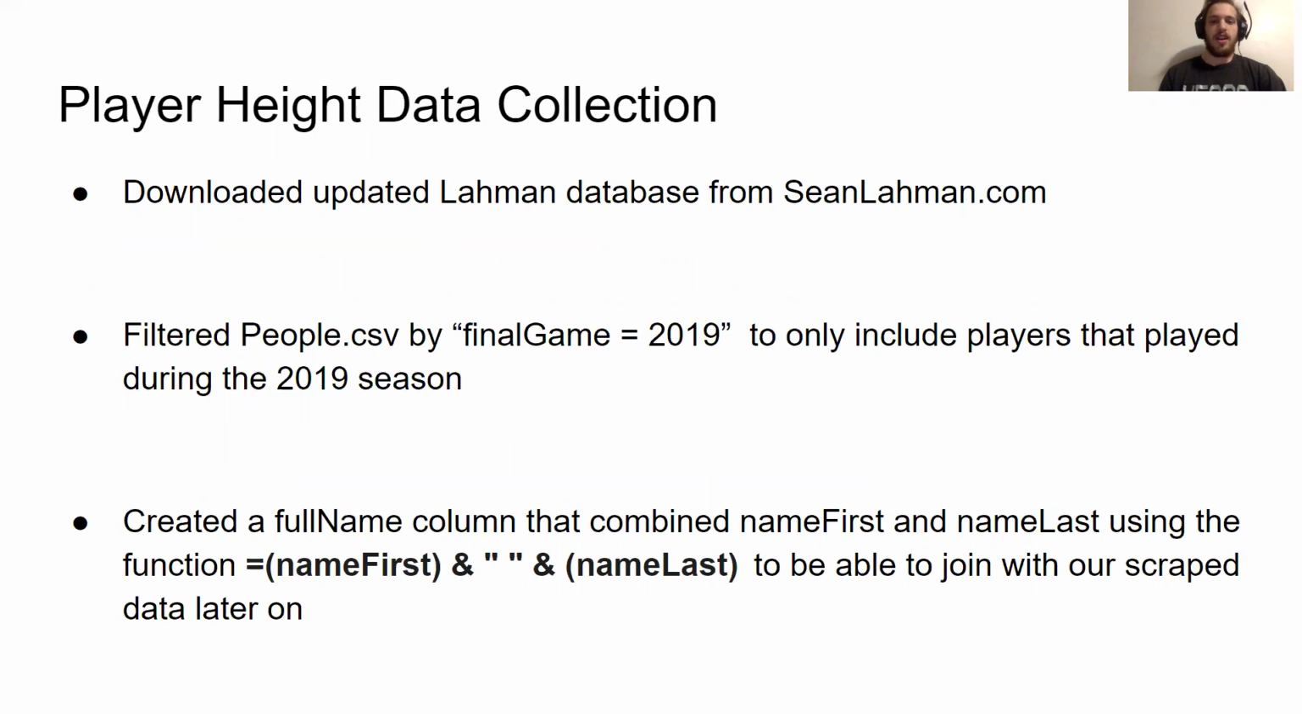And to find this player height data, it was pretty simple. We downloaded the updated 2019 Lahman database from SeanLahman.com, and filtered the people CSV by final game equal to 2019 to only include players that played during the 2019 regular season. And the naming on the CSV was kind of weird regarding players' actual names, so we created a new full name column that combined name first and name last in order to join the scrape data that we got later on.